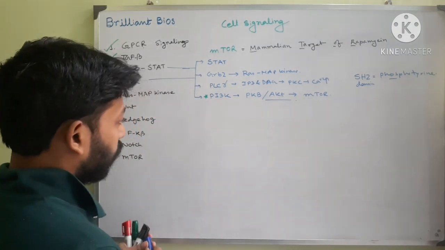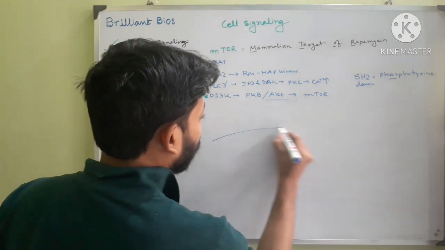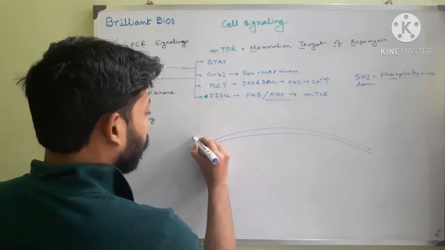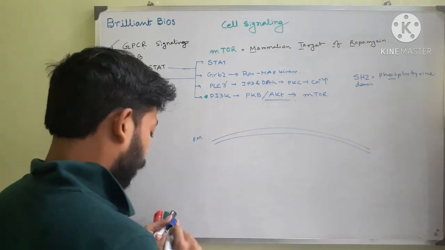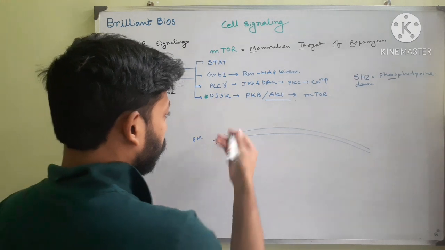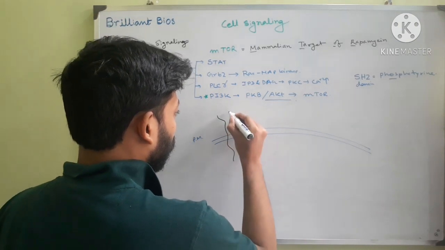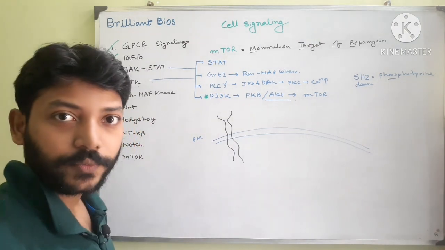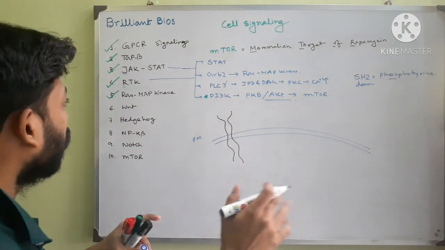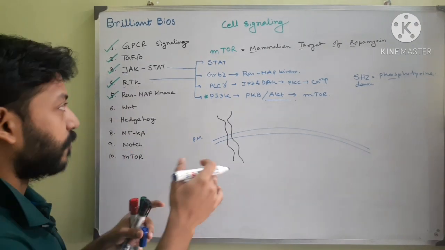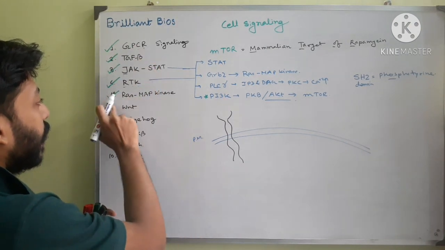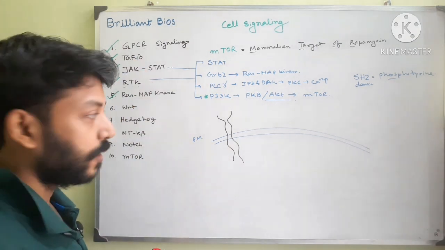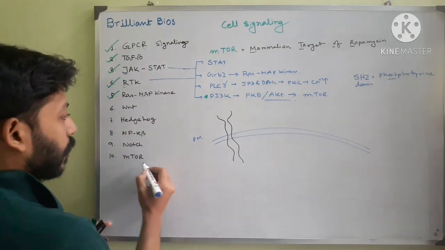I have mentioned in the previous classes that this is the plasma membrane and there is a receptor. Let's suppose these are the two receptors. Any growth factors can activate the RTK pathway. If you have not watched my video on the RTK pathway, you must watch that video first. I have covered RTK and JAK-STAT up to the RAS-MAP kinase pathway in a separate class. Now I am talking about the mTOR pathway.